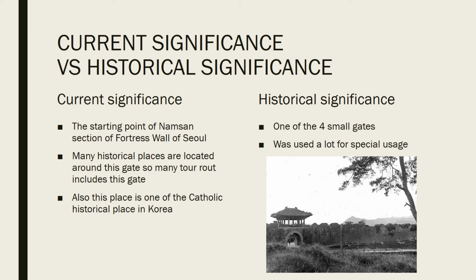And about the historical significance, this gate is one of the four small gates, Sasomun, and also this gate was used a lot for special uses to transport dead bodies, and there were many sorrowful, bad things that happened at this gate, and there were a lot of stories and historical cases, so it has historical significance.